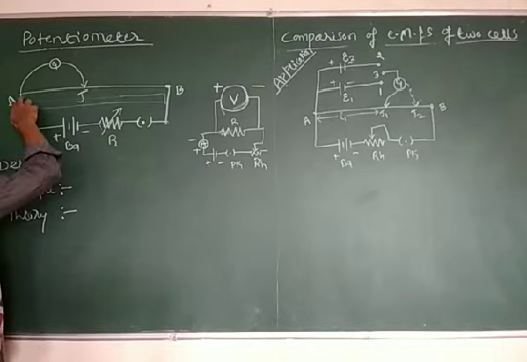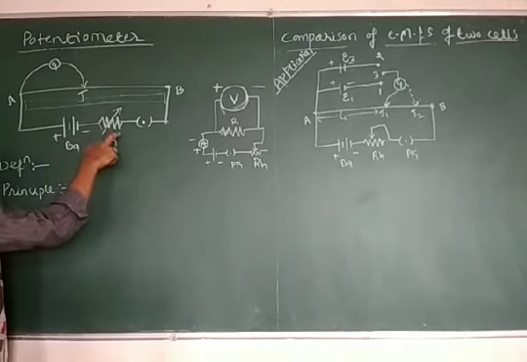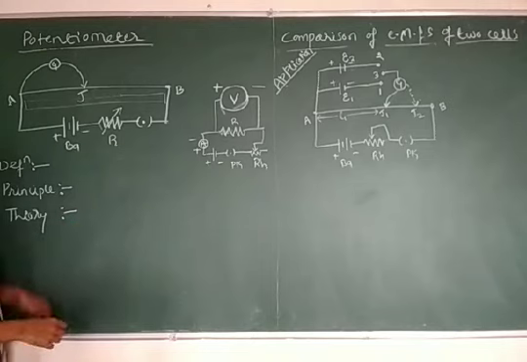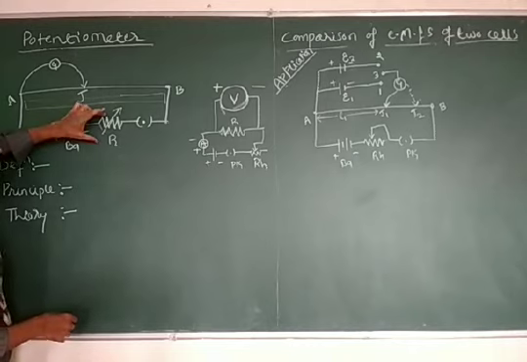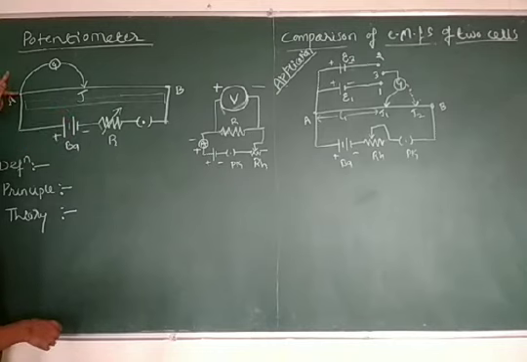And at the end A, you can connect in series these components: a cell, a standard cell or a battery, a variable resistance and a plug key in series. All these are connected to one end of the wire of constantan or manganese which is stretched on the wooden board. Parallel to that there is a meter scale with the help of which we can measure the length.